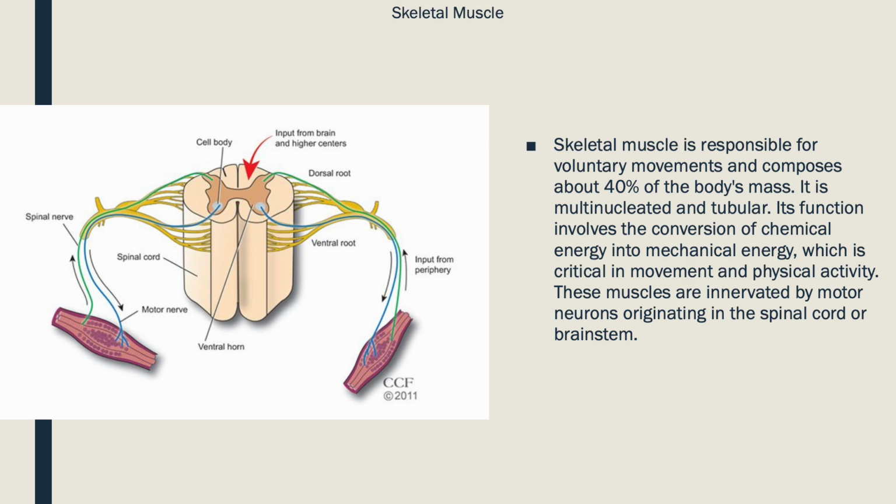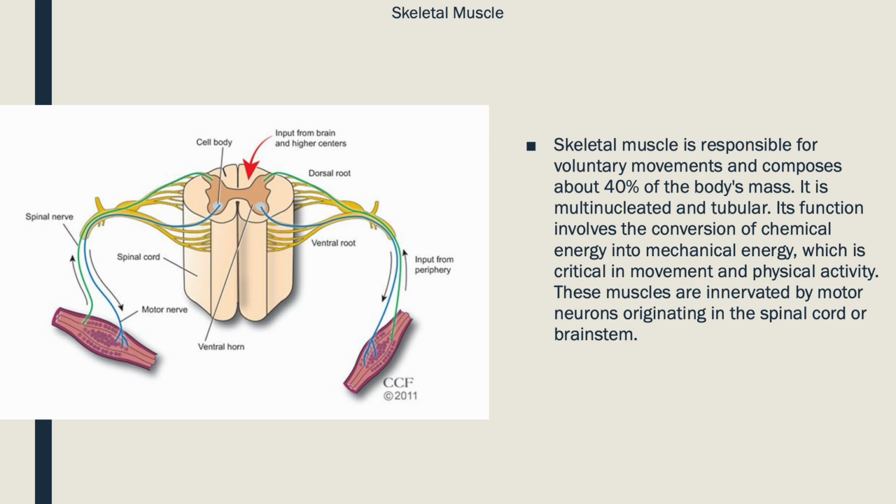Skeletal muscle is essential for voluntary movements and makes up around 40% of your body's mass. These are tubular and multinucleated, meaning that each muscle fiber has multiple nuclei. These muscles convert chemical energy, and they get this energy from ATP. They convert it into mechanical energy, facilitating movement. This process involves the contraction and relaxation of muscle fibers, which are innervated by motor neurons.